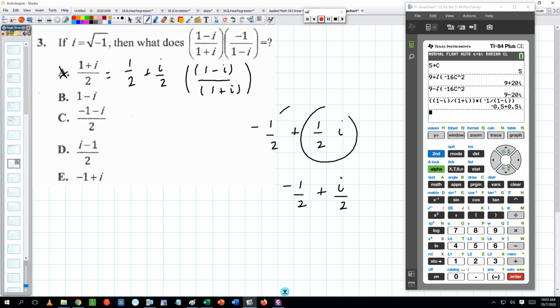Let's see, 1 plus i, no, or 1 minus i, no. Negative 1 over 2, this is negative 1 over 2 minus i over 2. Not a match, no. This is i over 2 minus 1/2. Okay, it's backwards, but that is the correct choice.